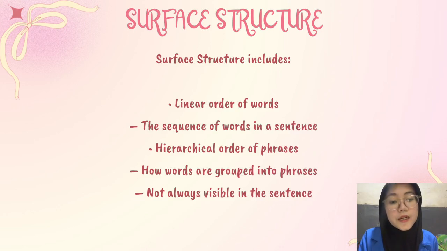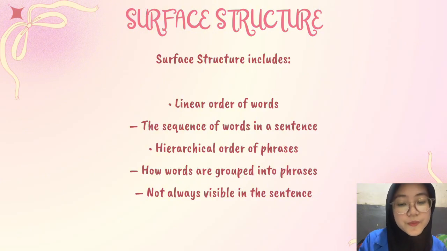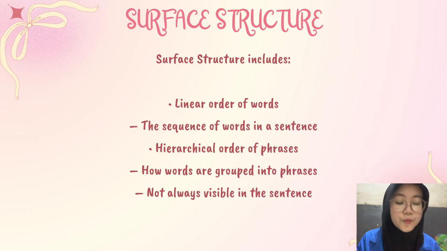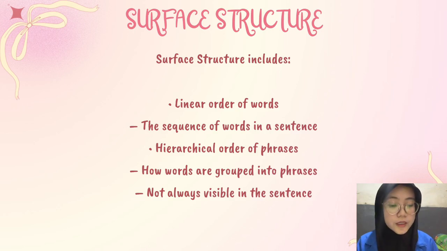Surface structure includes, number 1, linear order of words, which means the sequence of words in a sentence. So the surface structure shows the linear order of words. Number 2, hierarchical order of phrases. It shows how words are grouped into phrases, even though this hierarchy is not always visible.